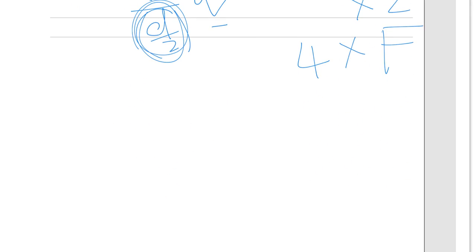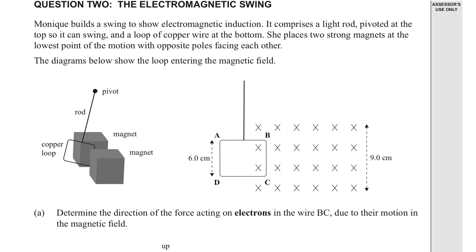Is that the end of the page? That is the end of the page. Next one, the electromagnetic swing. Magnet builds a swing, you can see it here, swings through the magnets, two strong magnets, you can read all the diagram yourself, the details. The diagram shows the loop entering the magnetic field, determine the direction of the force acting on electrons in the wire BC due to their motion in the magnetic field.